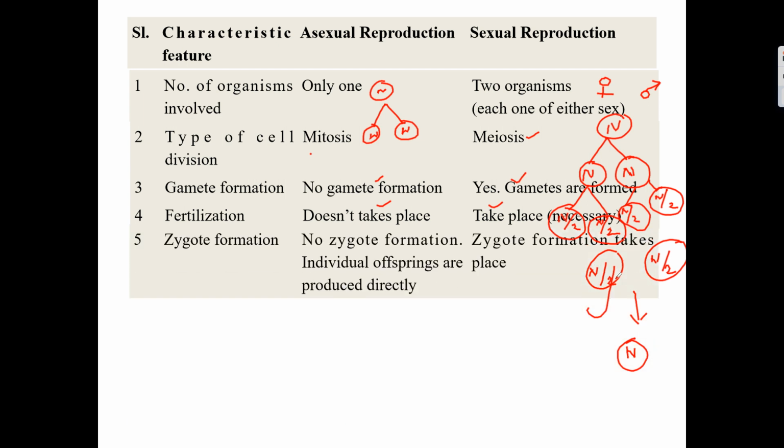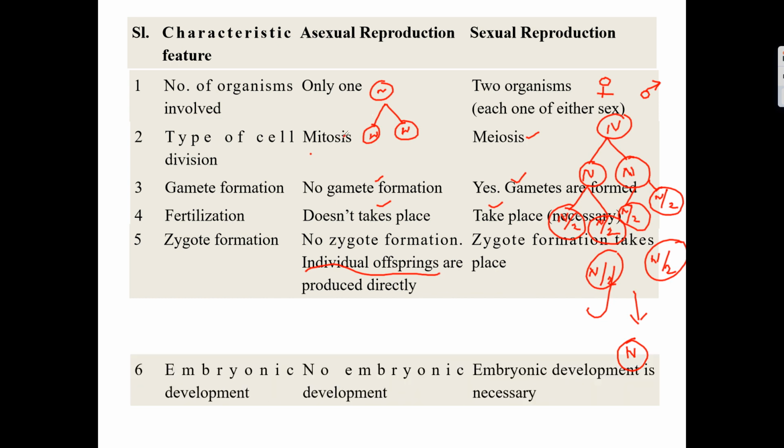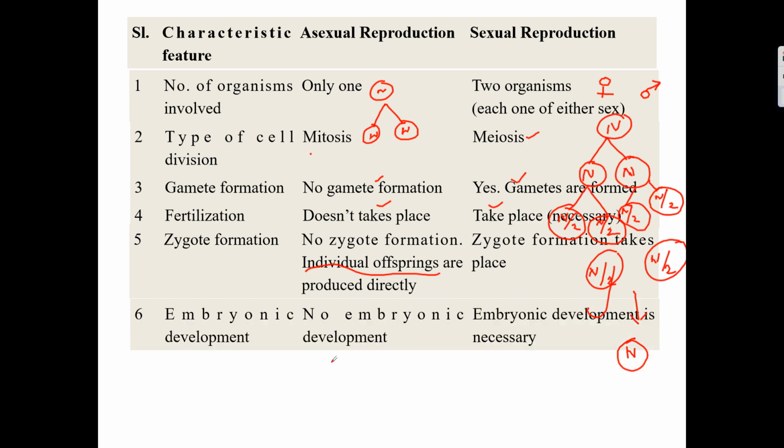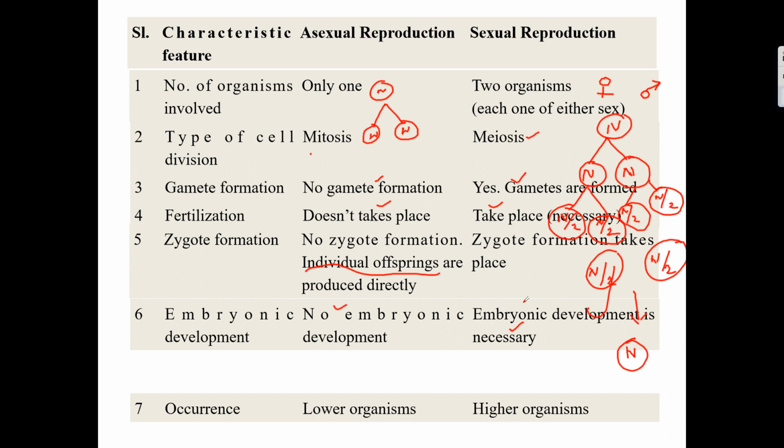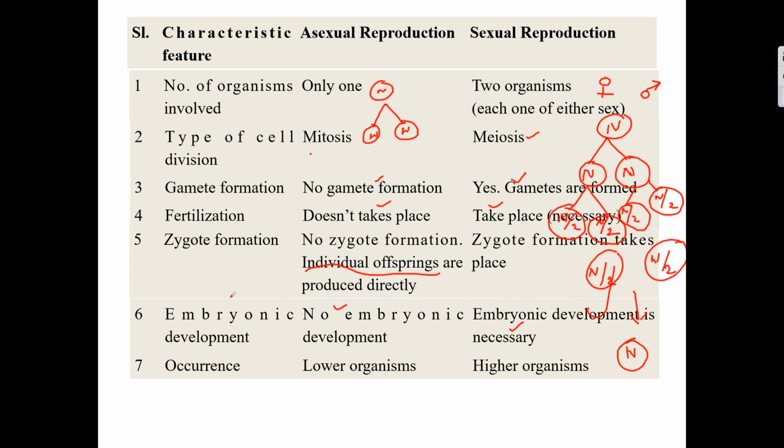There is no zygote formation in asexual reproduction, and here the zygote formation will take place. Here directly the individual organisms are produced by mitosis. And if you talk about embryonic development, there is no embryonic development in asexual reproduction. Here embryonic development is necessary. Finally, you can see asexual reproduction in lower organisms, meaning unicellular organisms. And sexual reproduction we observe in higher organisms, meaning multicellular organisms.